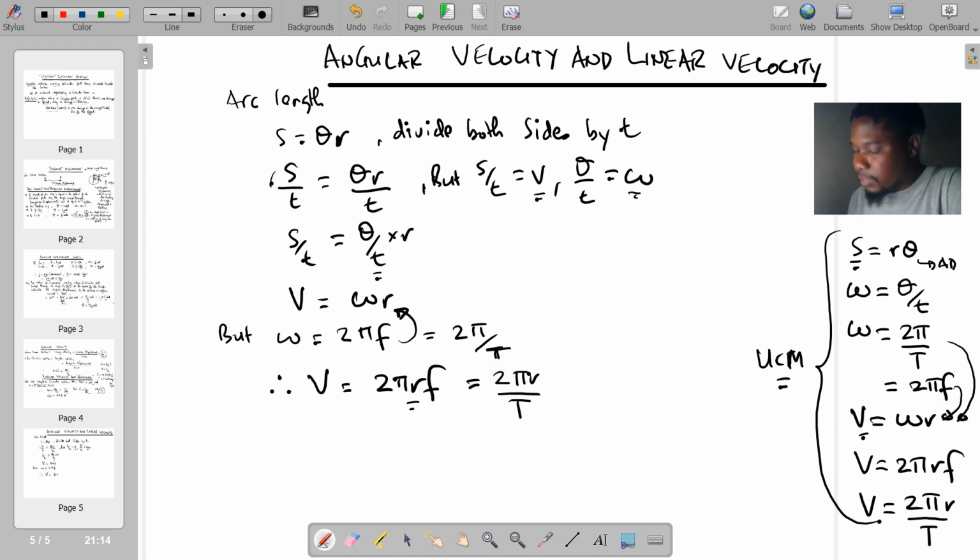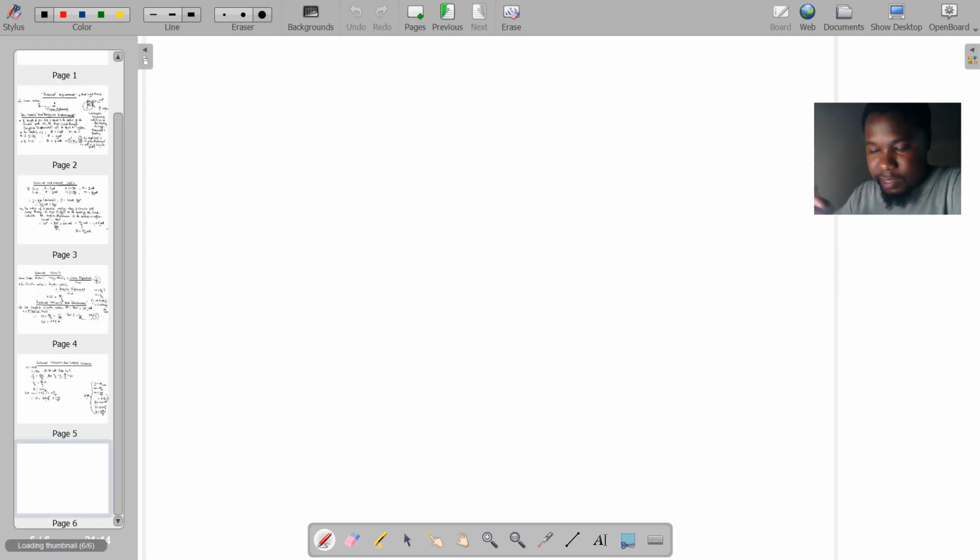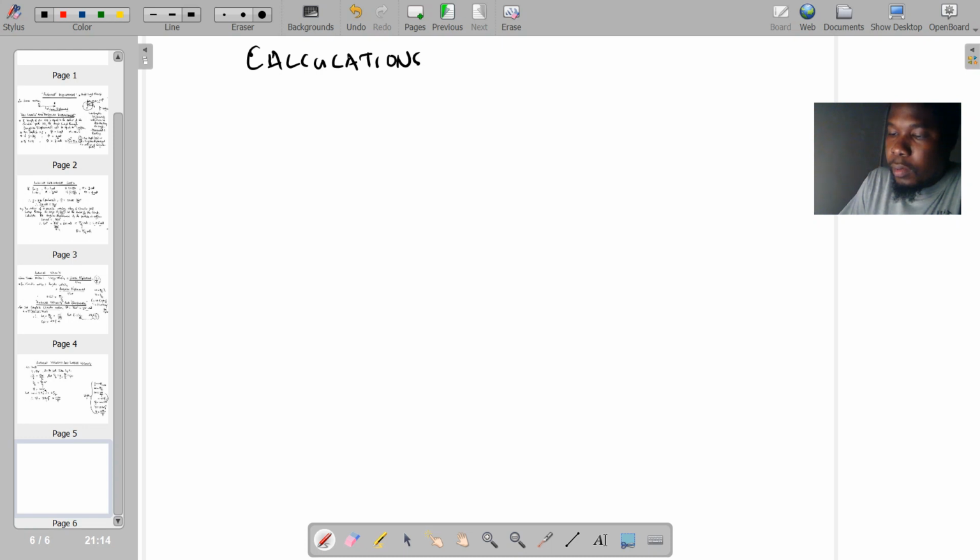Before we go to the next lesson, we'll do an example in here. In the next lesson, we'll actually look at so many examples on how we can use these formulas. I'm excited about that. So let us look at one example in this one and see how far it will take us. We shouldn't just be talking, we have to calculate. So let's look at some calculations.